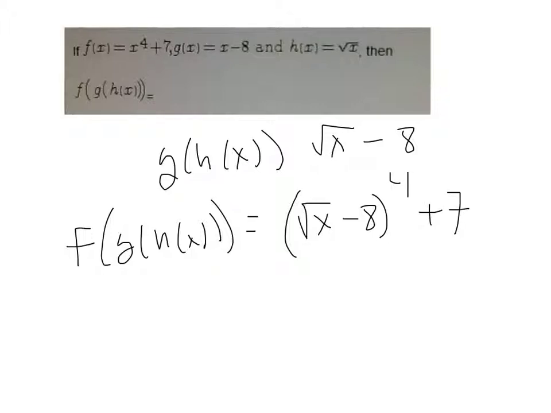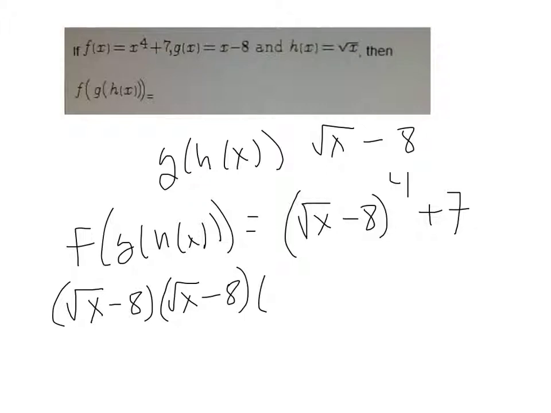Now, that's an answer. If they want us to expand this, that just means we're going to have to take the square root of x minus 8 times itself 4 times. I'm not totally sure that my OpenMath makes you do this, but we can do it. It's algebra that's helpful to know how to do. So I'm missing one, aren't I?